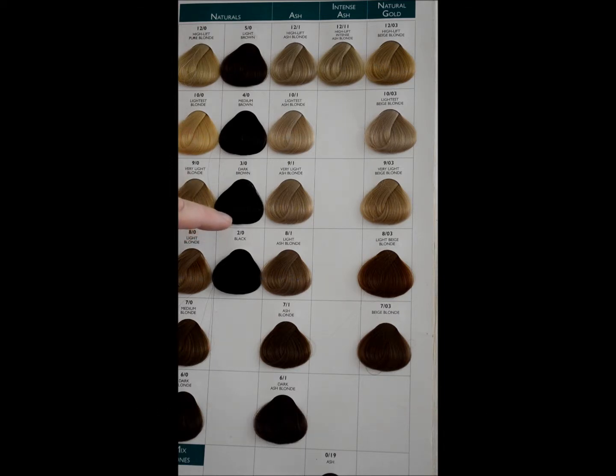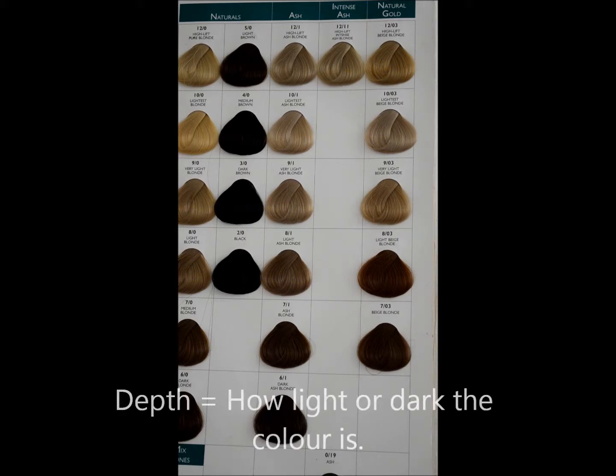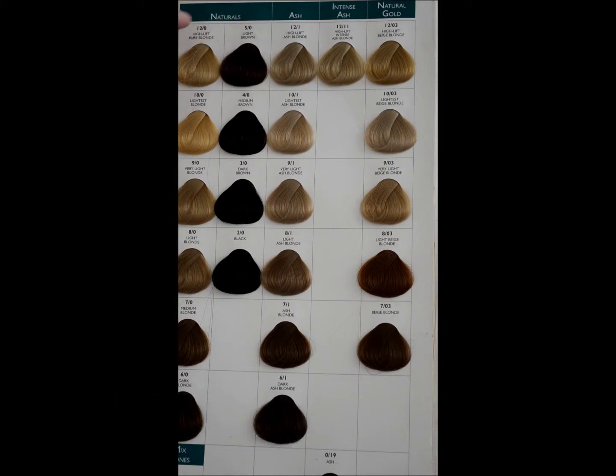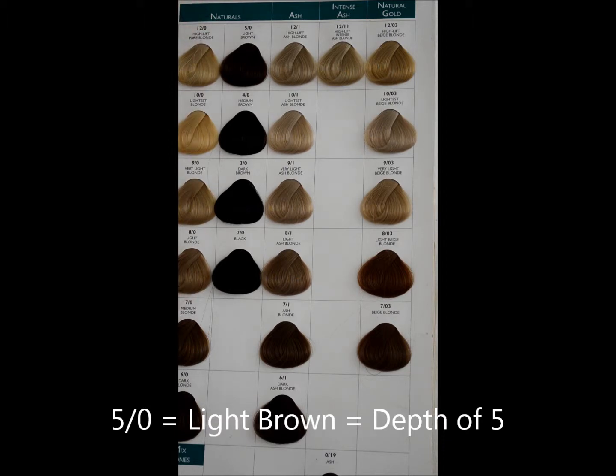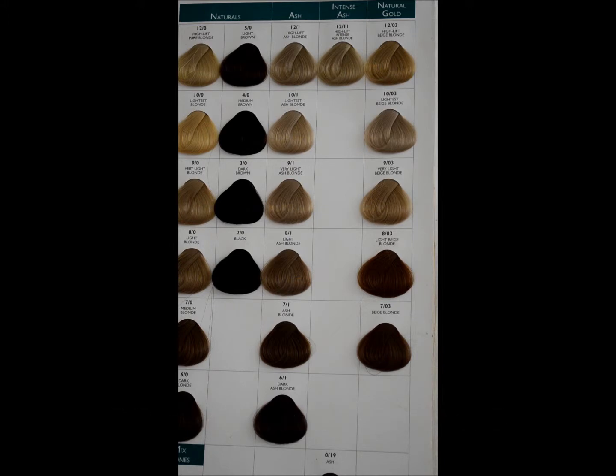The number at the beginning, which gives you how light or how dark it is, is called the depth. So you'll hear that word come up quite a lot, and the depth is how light or how dark the colour is. So if somebody has got a light brown colour, they would have a depth of 5. It doesn't matter what number is after the stroke when you're talking about depth, it's only the number that's before. The number that's after the stroke is a 0 in this case, and that tells you that it's a natural tone or a base tone.